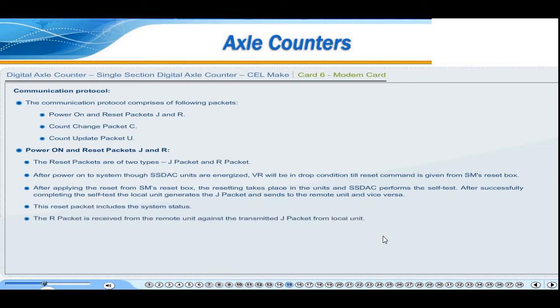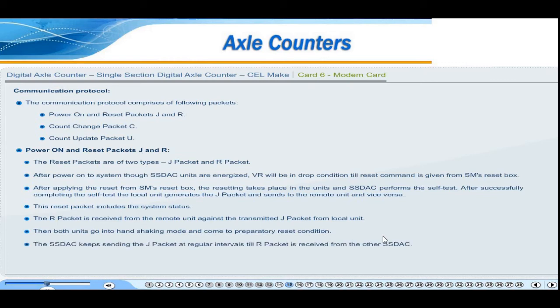The R packet is received from the remote unit against the transmitted J packet from the local unit. Then both units go into handshaking mode and come to preparatory reset condition. The SSDAC keeps sending the J packet at regular intervals till the R packet is received from the other SSDAC.